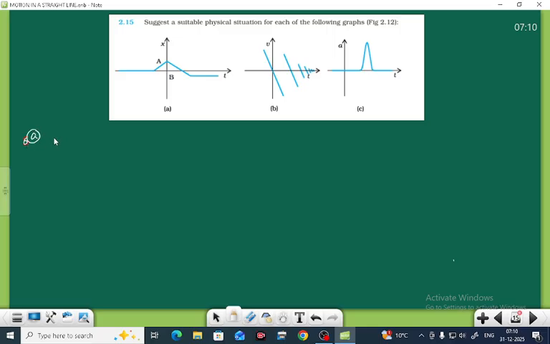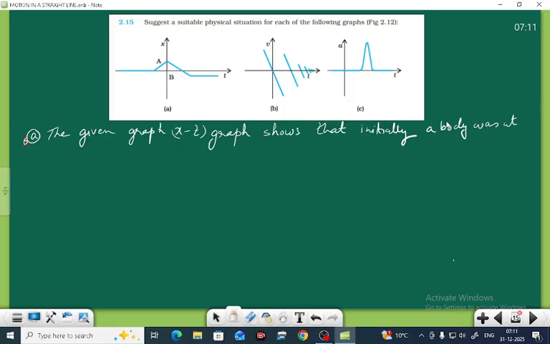How are we finding it? The given graph, the xt position-time graph, shows that initially a body was at rest. See this position, right, at rest.